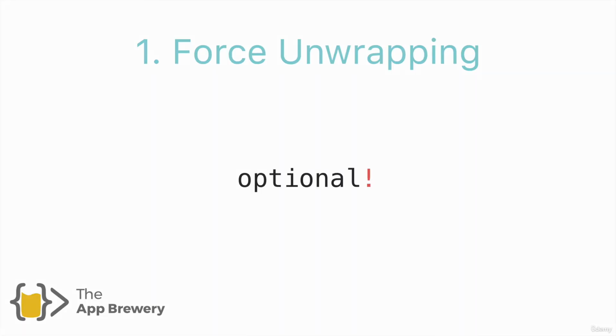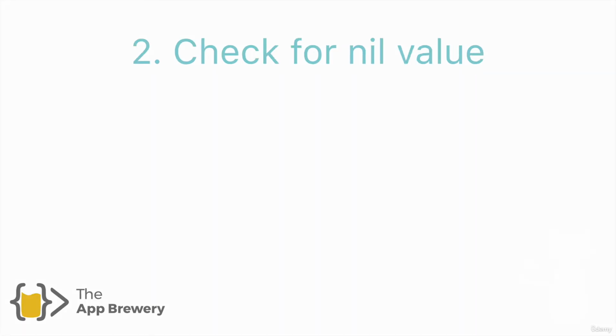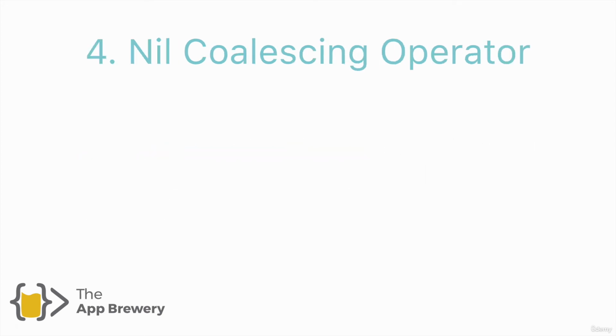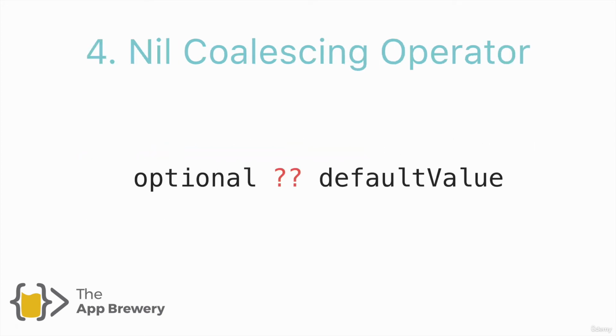So those four things that we saw, force unwrapping, checking for nil values, optional binding, as well as the nil coalescing operator, cover all the cases where our optional is just holding a simple value. Now, there are certain cases where instead of having an optional value, we actually have an optional struct or an optional class. Well, what do we do in that case?